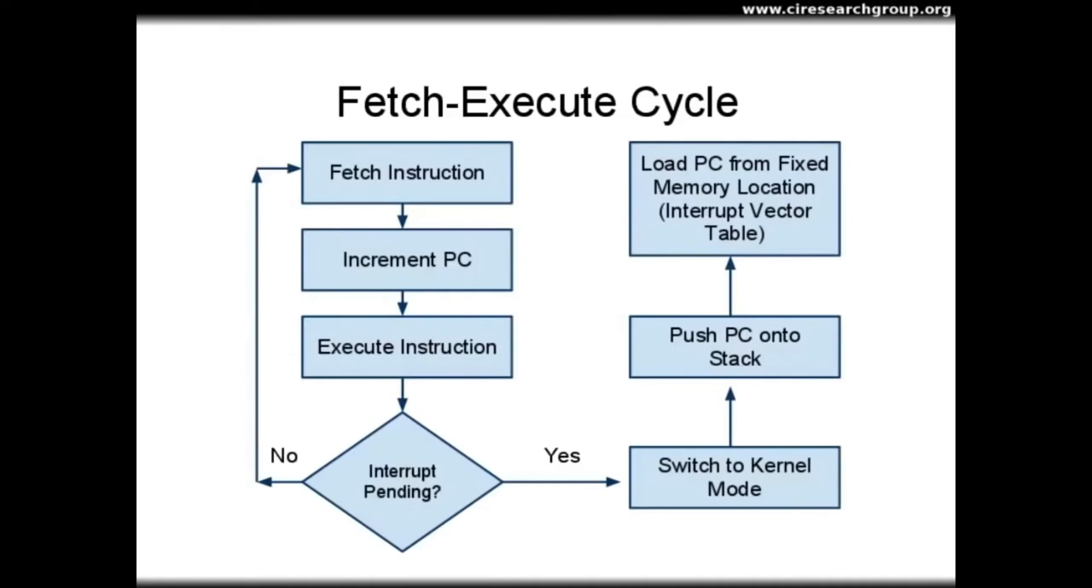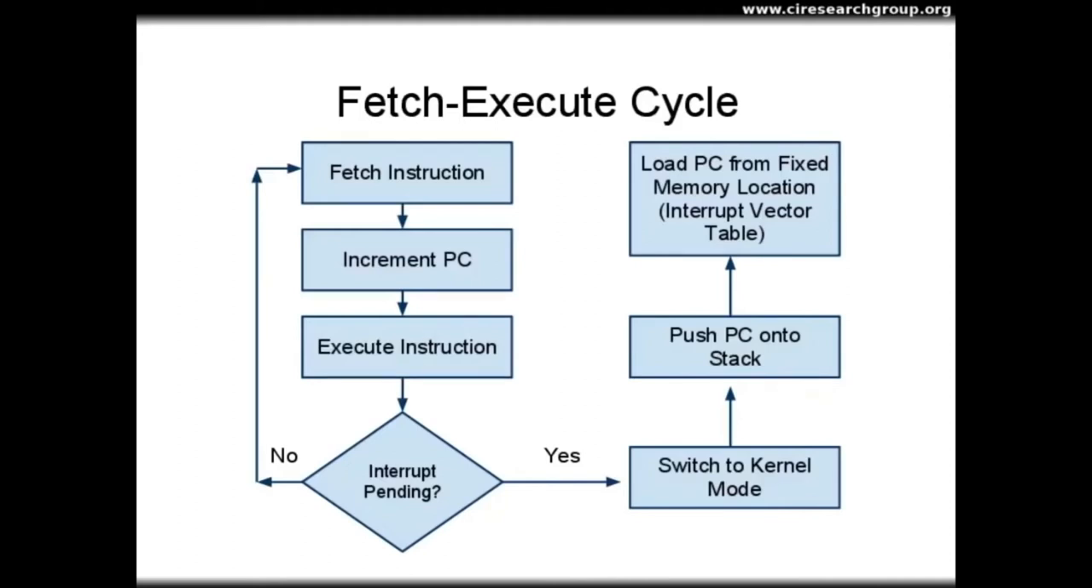So once again, in the fetch-execute cycle, we check for an interrupt pending after each instruction is executed. If there is an interrupt pending, we escalate privilege to kernel mode, push the program counter onto the stack, in other words, save it so we can resume from that point in whatever program we're interrupting, and then go and handle the interrupt. We do this by loading the new program counter from a fixed memory location provided to us by the interrupt vector table.